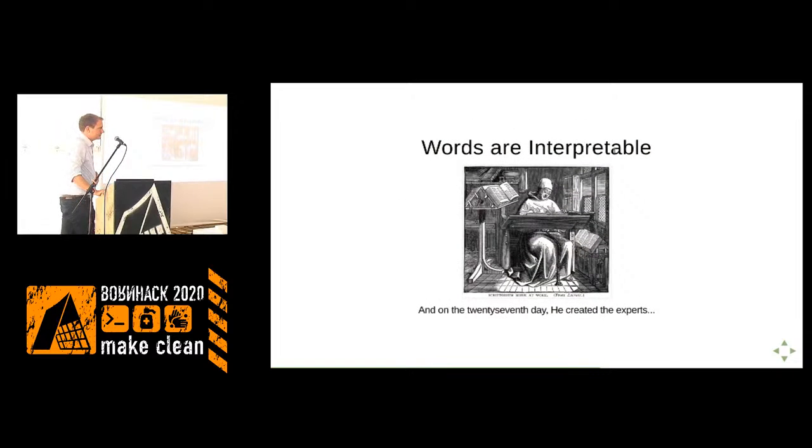The biggest problem is perhaps that words are interpretable. So here we have a monk writing down his drunk version of the Bible, and then he decides to suddenly put in, on the 27th day, he created the experts. And going through 7 or 8 or 10 of these types of monks, then it suddenly changed to this is what the Bible says.